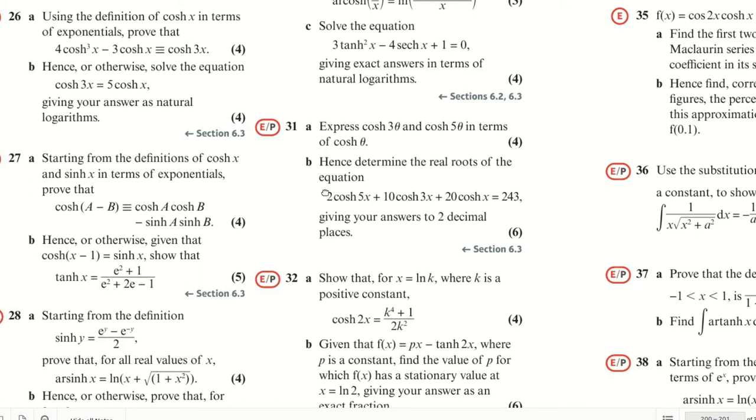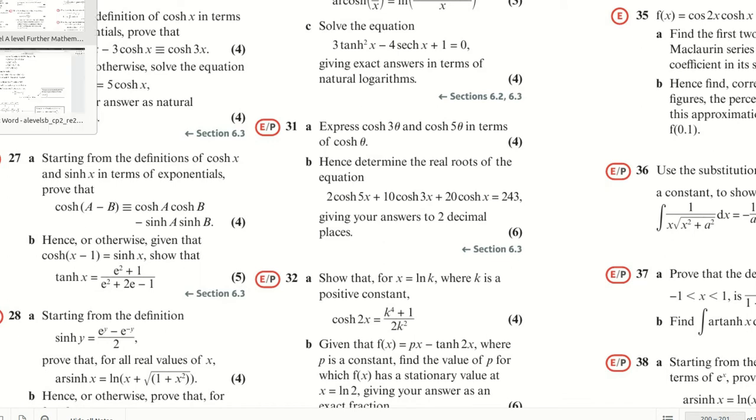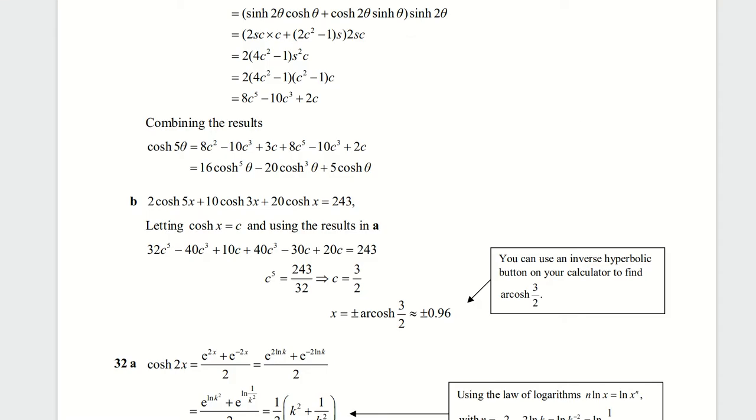We already know what cosh 5x is in terms of cosh x. We already know what cosh 3x is in terms of cosh x. So it makes sense to turn it into a quintic polynomial, which is what we're going to do. So combining the results, we're going to get that quintic polynomial there.